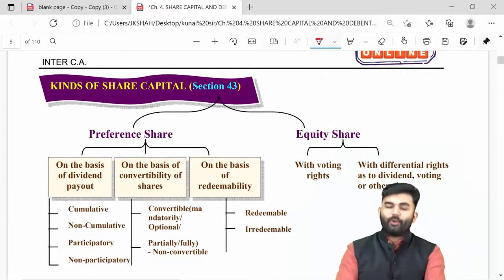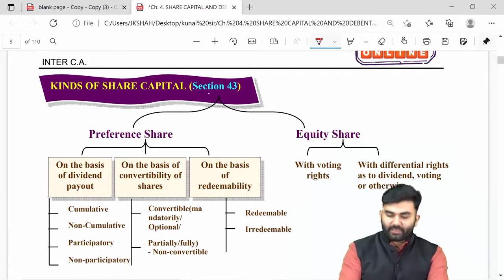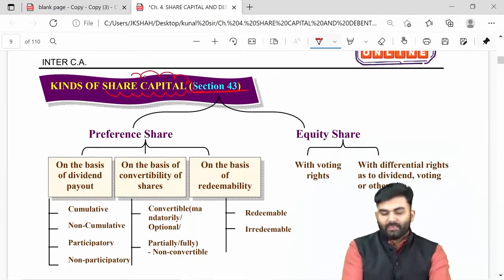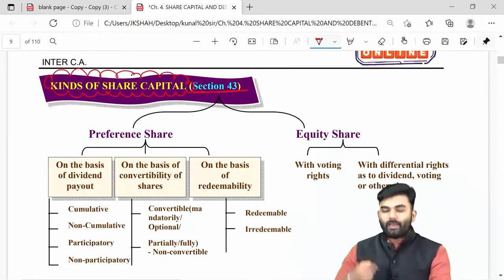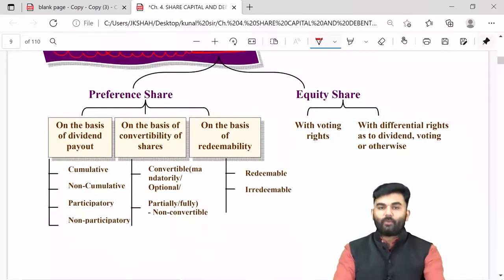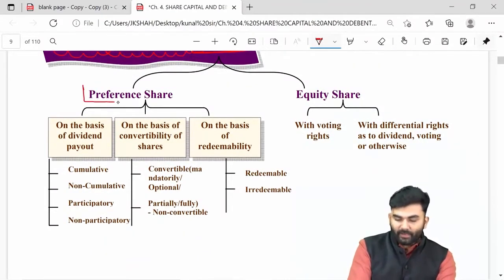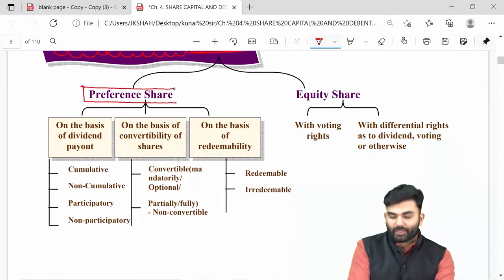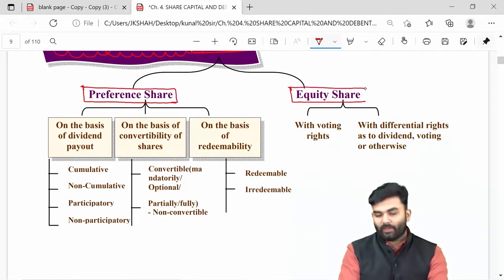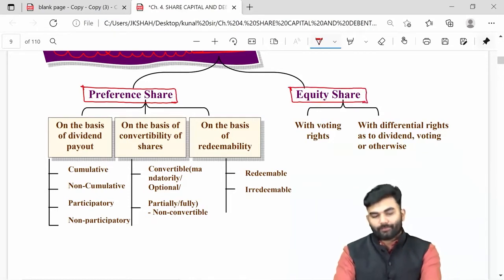Let us move on to the next provision, Section 43, which talks about kinds of share capital. When I say shares are of two kinds, in a similar way share capital is also of two kinds. Yes sir, we know shares are of two types: one is a preference share, another is an equity share.